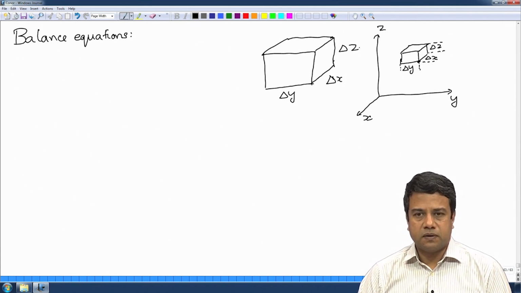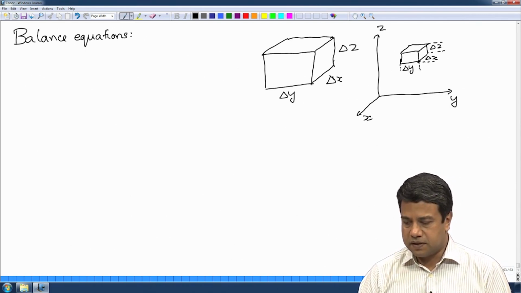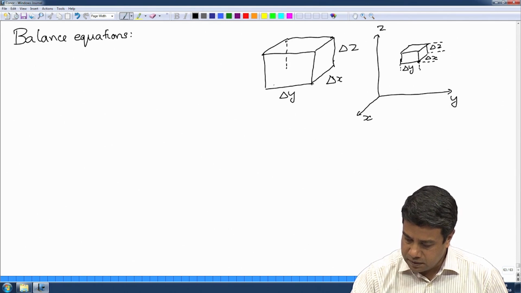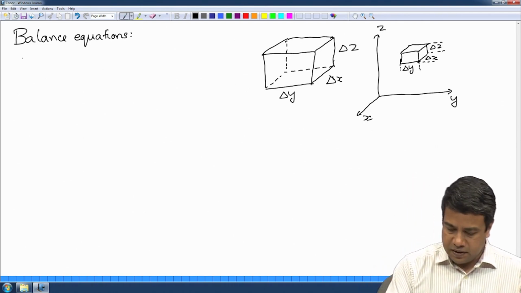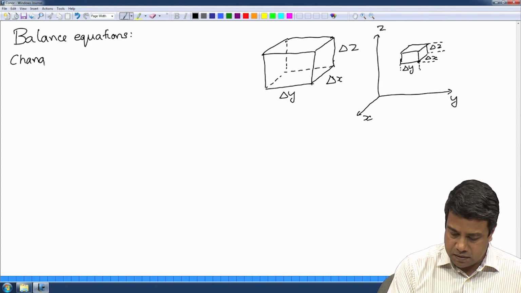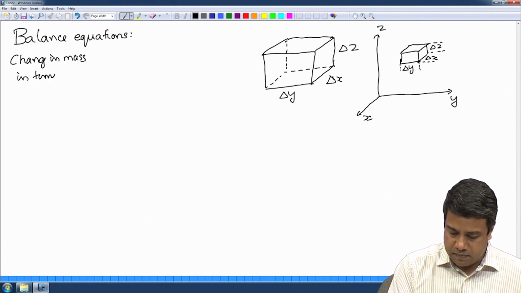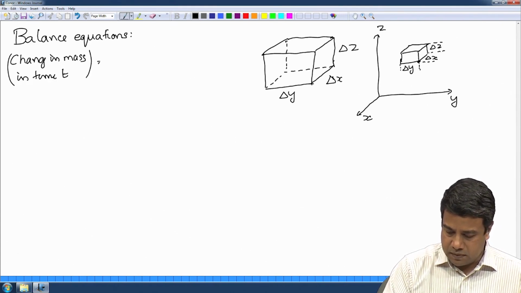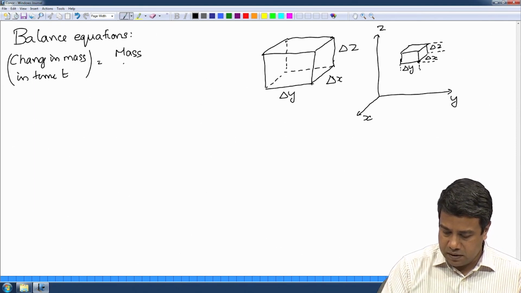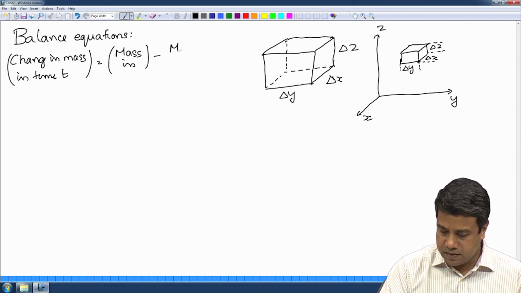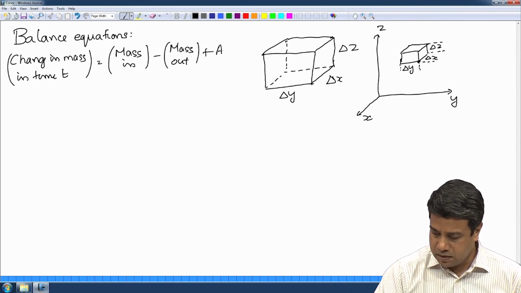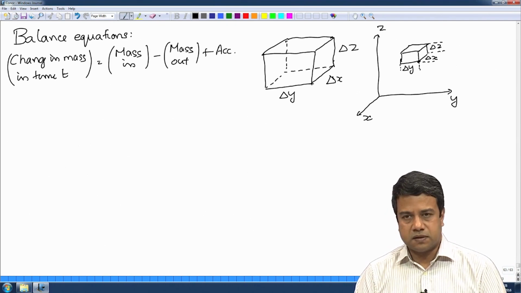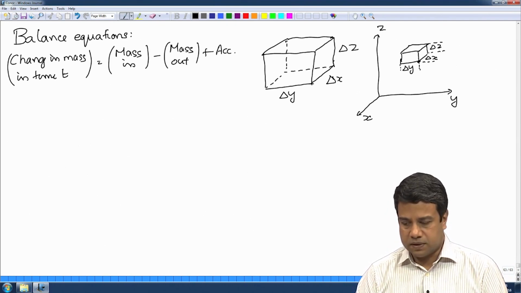If I were to write the mass balance equation for this particular differential volume, the mass balance equation has the form: the change in mass in time t is equal to mass in minus mass out plus any accumulation of mass due to reactions or some other reason. So, that is the balance equation.